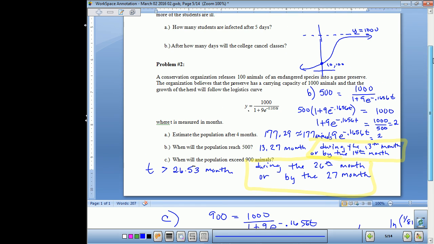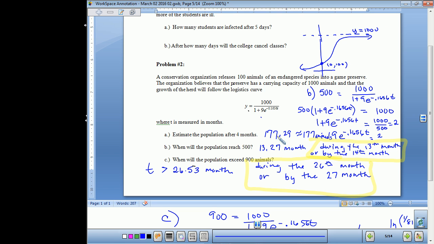Okay, so let's take a look at these. First of all, this is our equation. If we were to model this graphically, we know that at time 0, there'd be how many animals? 100, because if we plugged in 0, that would go away, and we get 1 plus 9 is 10, and 1,000 divided by 10 is 100. Does that make sense? And then our limit to growth is 1,000, so it's going to max out up here somewhere. So if we had to sketch a graph, that's a nice little graph.